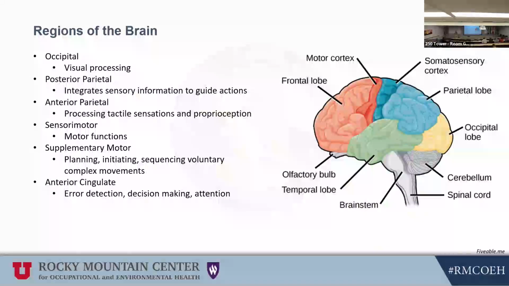So different regions of the brain that this paper was interested in was the occipital cortex, which is visual processing, the posterior parietal, which integrates sensory information to guide actions, the anterior parietal, which is processing tactile sensations and proprioception, the sensory motor, which is motor functions, supplementary motor, which is planning, initiating, sequencing voluntary complex movements, and the anterior cingulate, which is error detection, decision-making, and attention.